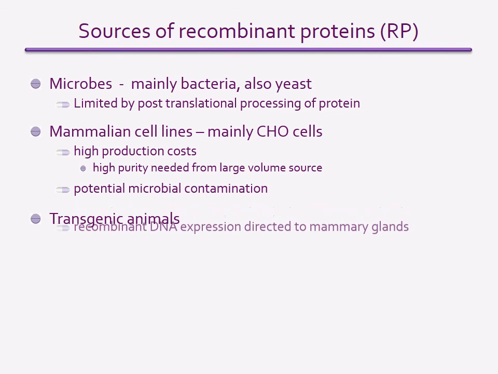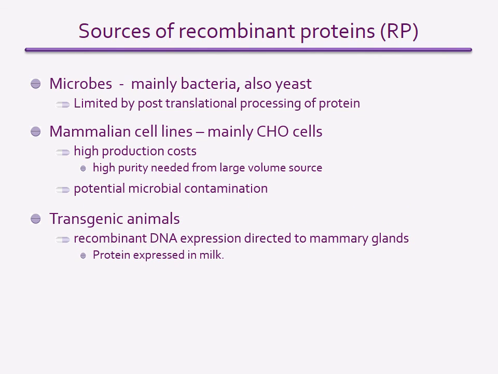It may not be immediately obvious to you how that would be practical, but goats, sheep and cows produce copious amounts of milk, and the farming of these animals for milk is well developed. So the idea is to localize the expression of the recombinant protein in the mammary gland of one of these animals and make use of the natural milk-producing machinery to express the protein directly into milk.